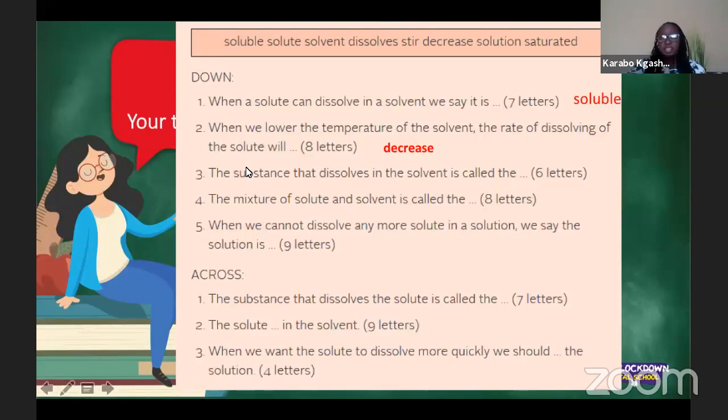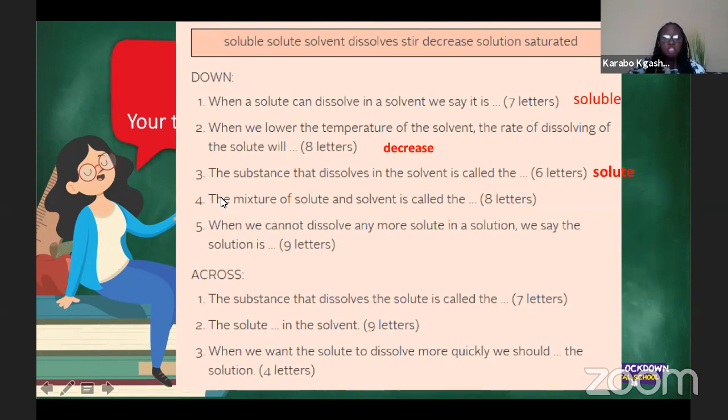The substance that dissolves in the solvent is called the substance that dissolves. And we've got solute. Well done, Iksan. Again, the first one. It is called a solute. Lesedi solute, Karabo solute, Kanya. Well done, guys.